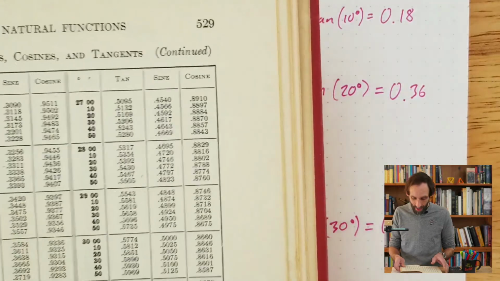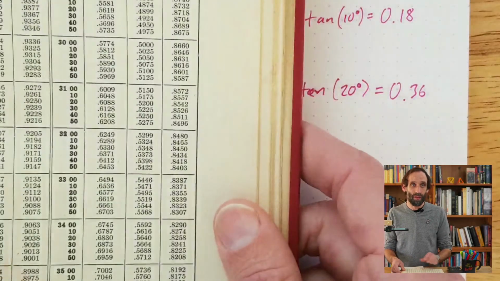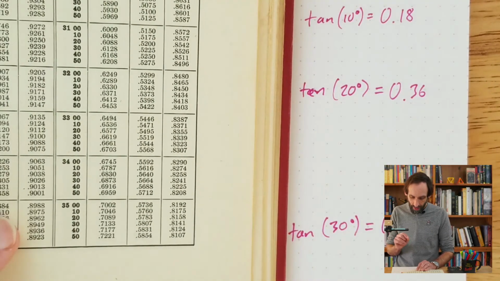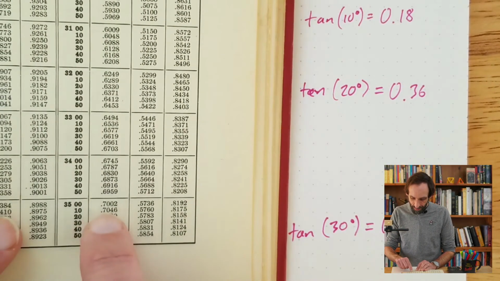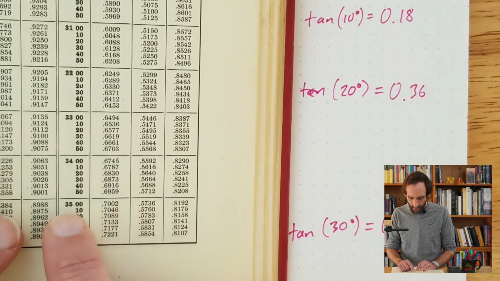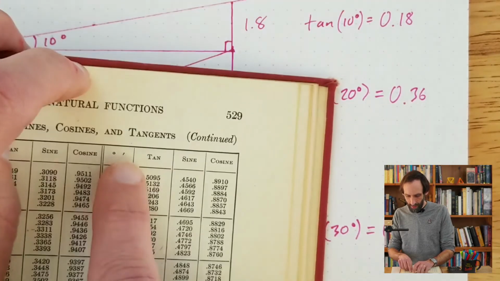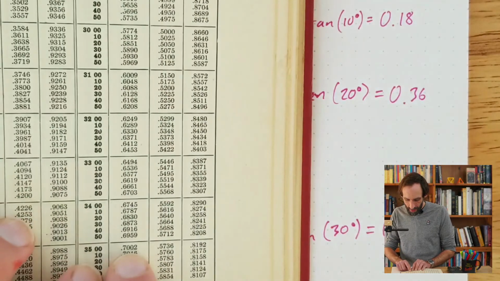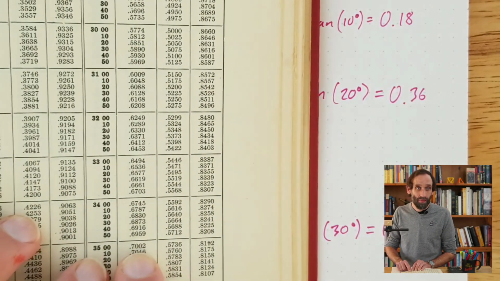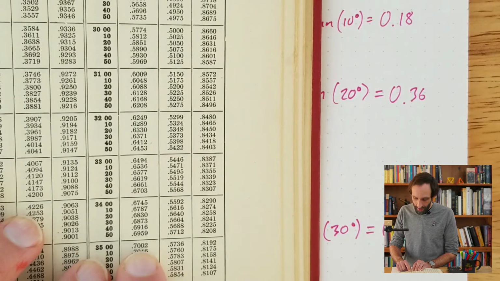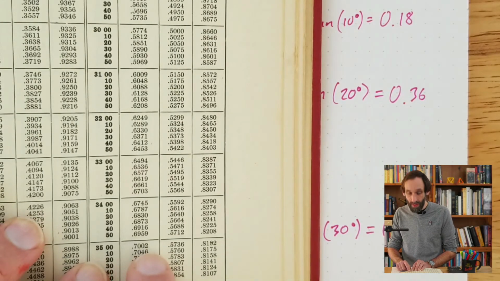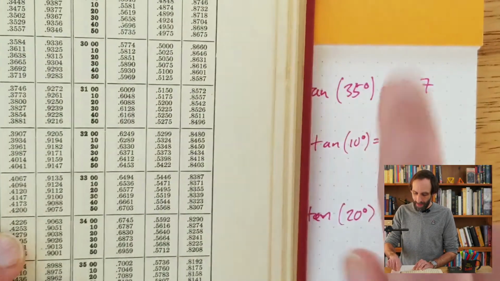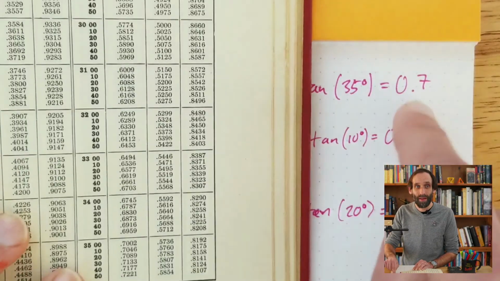Again, not so bad. And let's just skip down now to the tangent of 35 degrees, the one that I used to calculate the height of the tree. And we see right here, it has the angle and the tangent. So go down the tangent column, and we see here that the tangent of 35 degrees is 0.7002. So really close to what I got, as the tangent of 35 is 0.7.